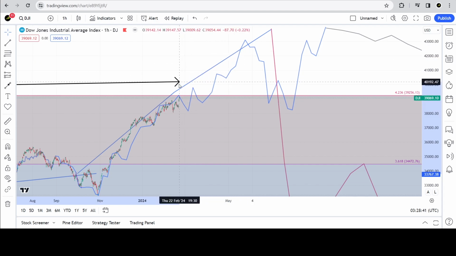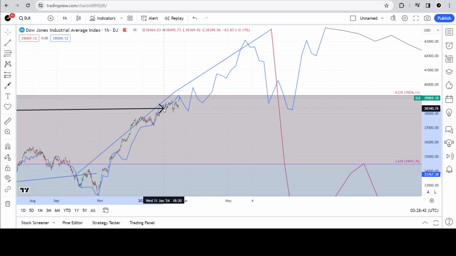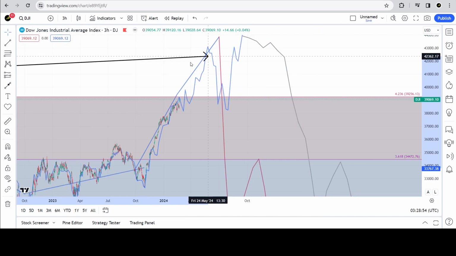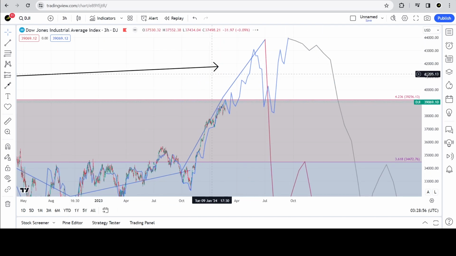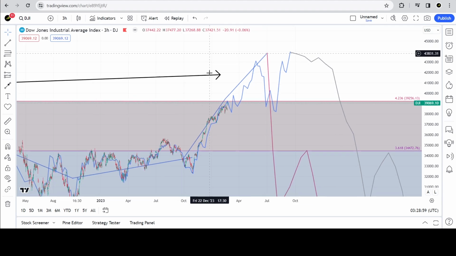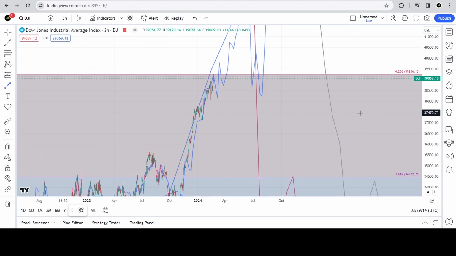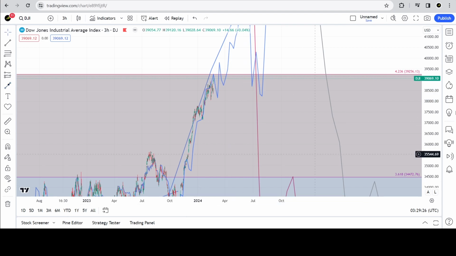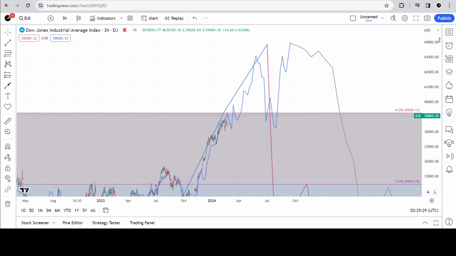But if it does continue at this pace, and it is playing out at this scale, this peak could potentially be somewhere in September. We'll have to see how that really, again, plays out. This is speculation. All that to say, despite being very close to the 4.236 extension, I do not believe the sky is falling. Now, it is important to note that crypto is correlated to the Dow Jones.